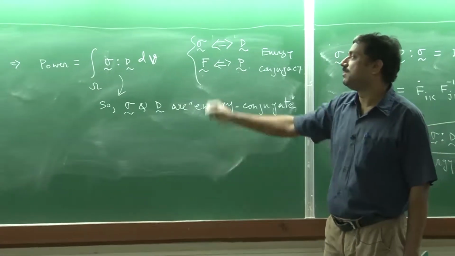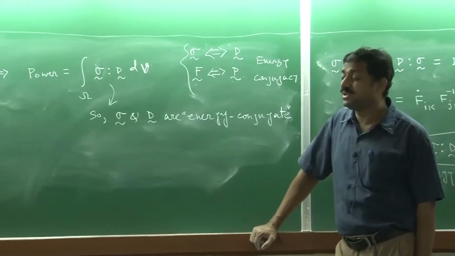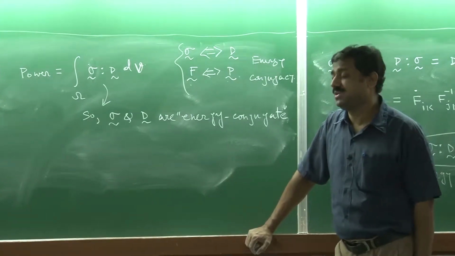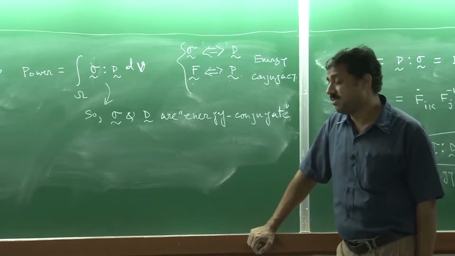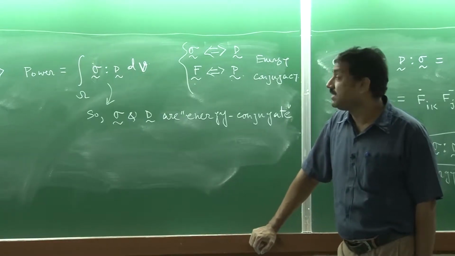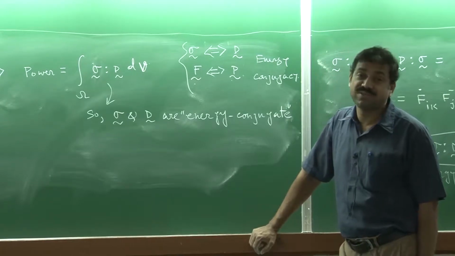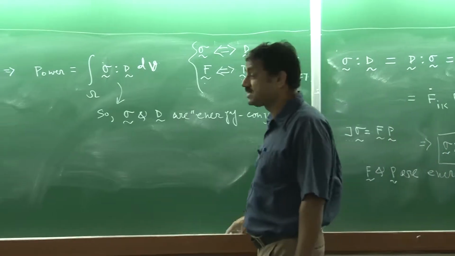Whereas the Cauchy stress tensor is conjugate to the rate of deformation tensor, and if you recall, the Cauchy stress tensor is entirely defined in the deformed, or spatial, or Eulerian configuration. And the rate of deformation tensor is always referred to the deformed, or spatial, or Eulerian configuration. So these relationships are extremely important.